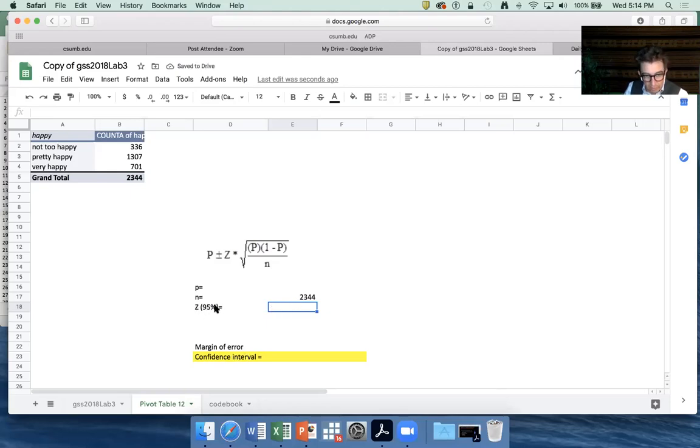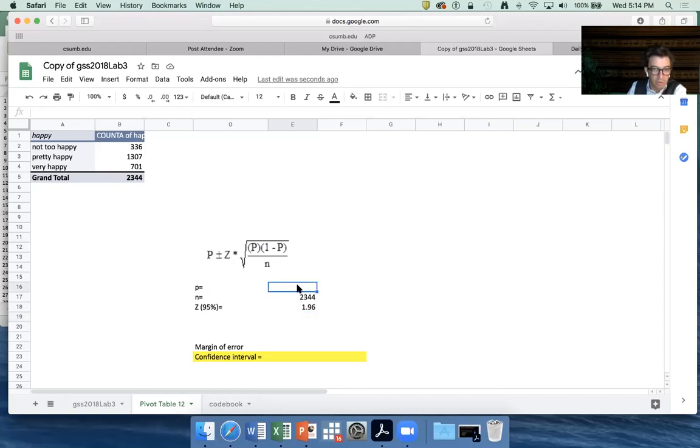All right, now, this z value, if we want to be 95% confident of our answer, is going to be 1.96, right? If we wanted to be 99% confidence, that value would be 2.57. Okay. Anyway, we want to be 95%, so it's 1.96.